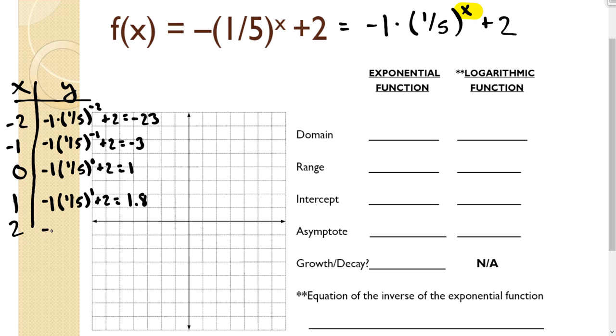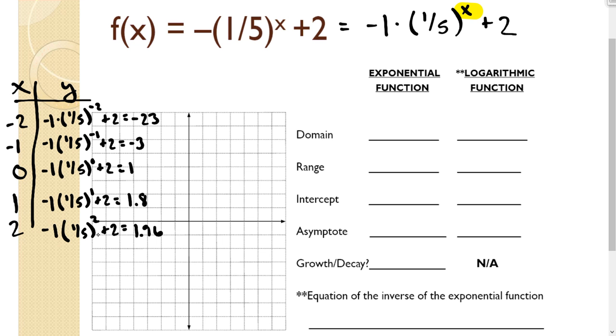Okay, and then finally we've got negative 1 times 1/5 squared plus 2. 1/5 squared is 1/25, or 0.04. So it's negative 0.04 plus 2 is 1.96.